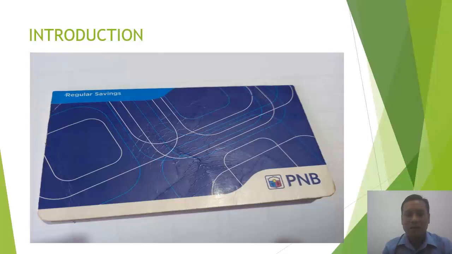You will see here a savings passbook. This is my savings passbook at Philippine National Bank. Now, have you heard your parents talk about or friends talk about a savings passbook? What do you know about it? What is it for? Now, in this lesson and in many days to come, we will be having our own savings passbook, an improvised one. Yes, we will be having a savings passbook by our own.